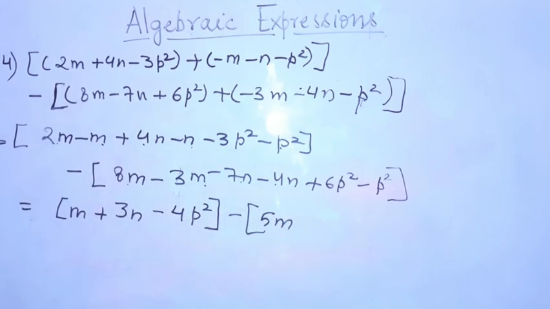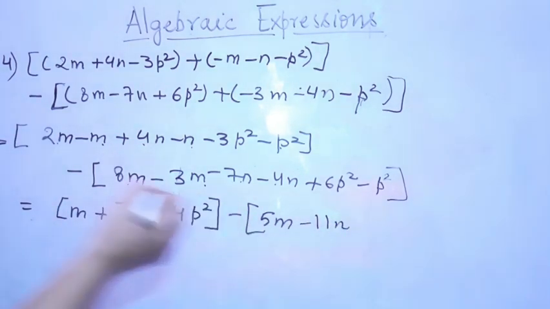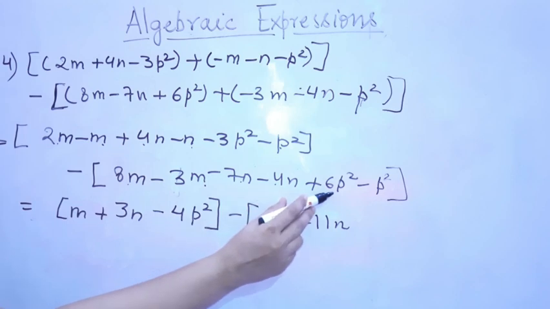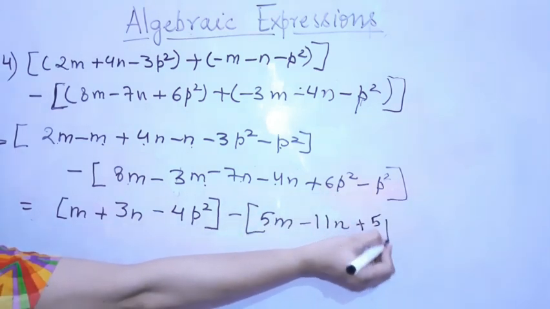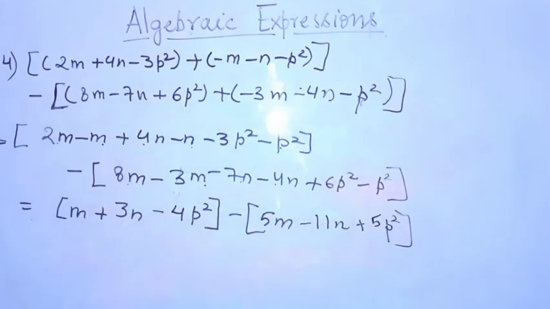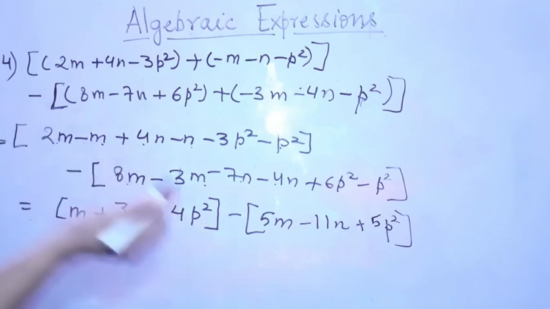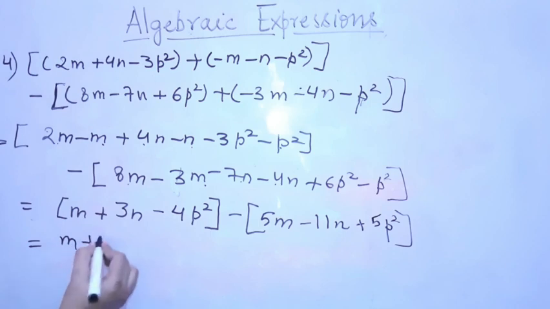Both are having negative sign, minus minus plus. Sign of the greatest number, negative. Now 6p square minus p square, it will be plus 5p square. Right? I hope you must have understood. Now I am going to open the brackets. Since there is a negative sign over here, the signs will be changed.